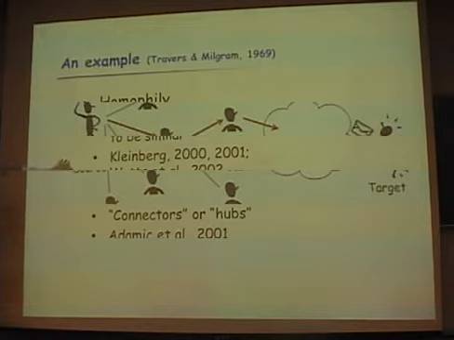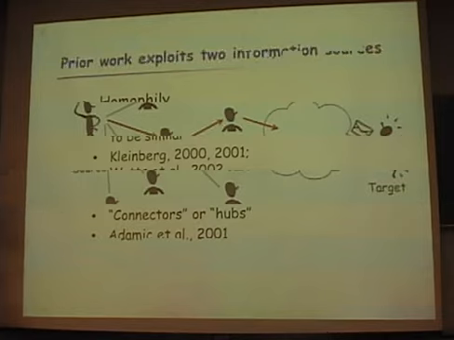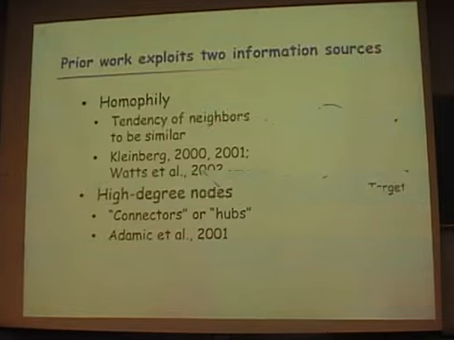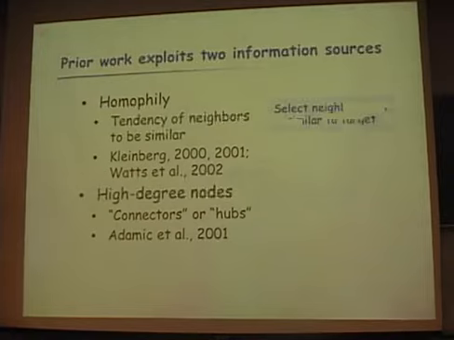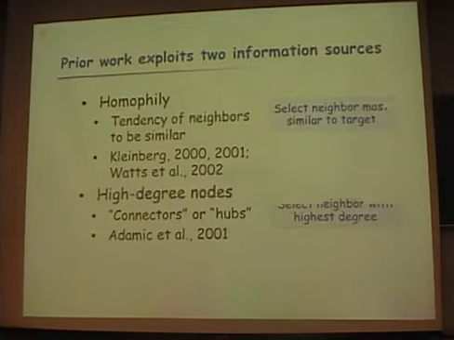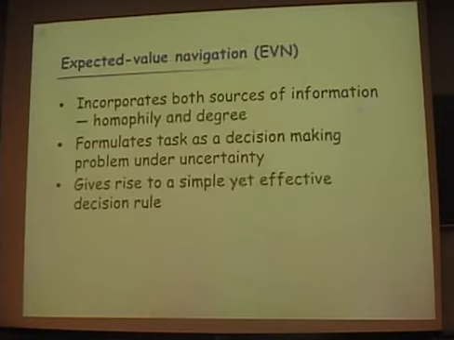And John Kleinberg and Duncan Watts and co-authors have done some really nice work on that. The other possibility is, let's just give it to a friend who has lots of friends. Maybe he'll know, you know? So you give it to friends who are highly connected. High degree nodes can be used to navigate. So these lead to different navigation schemes. One says select the neighbor who is most similar to the target, and the other says select neighbors with highest degree. That's how you should navigate in this network.